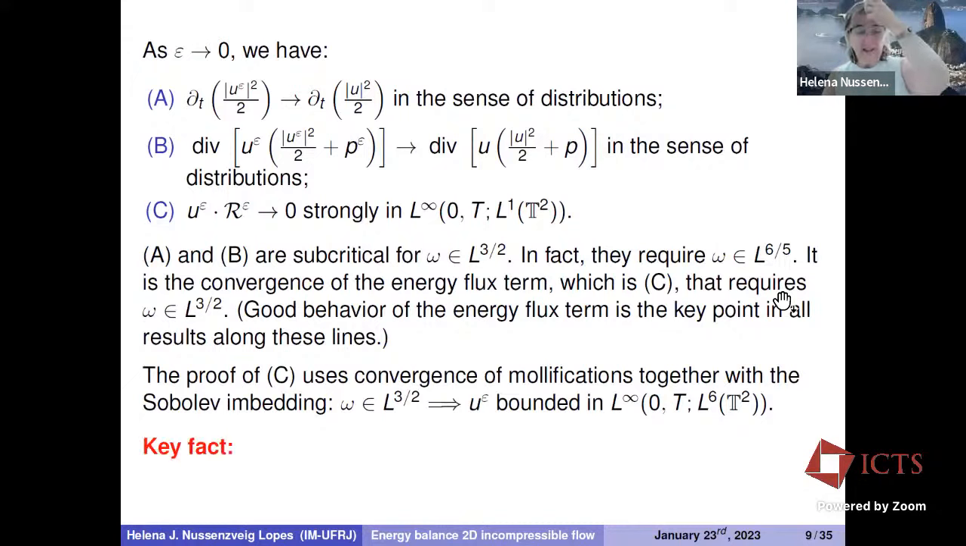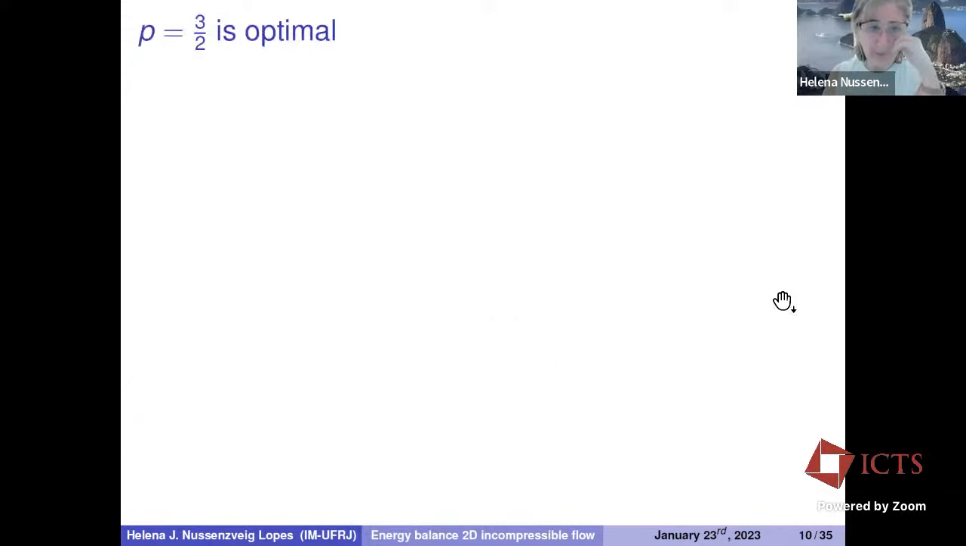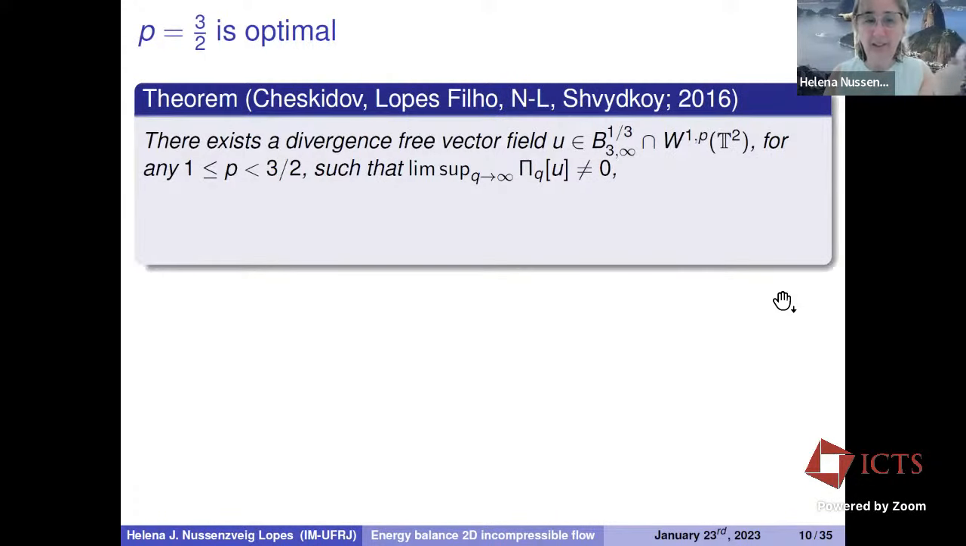The key fact here is that this term U dot grad U belongs to L1, and the L1 norm is kind of like the W1,3 halves norm to the power 3. Furthermore, P equals 3 halves is optimal. It's not only a technicality, but it's actually sharp for this method.